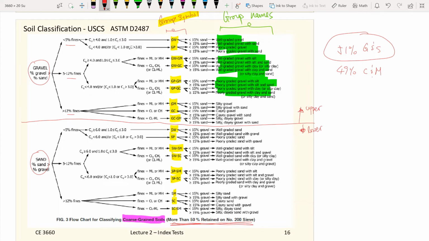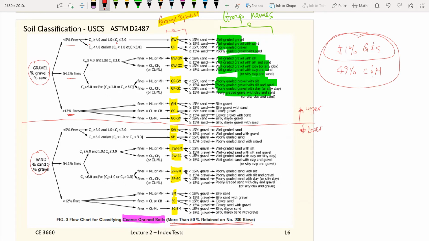And within the soil sample, you look at how much percent fines you have. In this case, you have 49% fines. Then you're qualified with greater than 12% percent fines, then you go to the lower part. And if you are less than 12%, then you need to do a little bit more work. You need to calculate the C sub C and C sub U, the coefficient of uniformity and the coefficient of curvature.